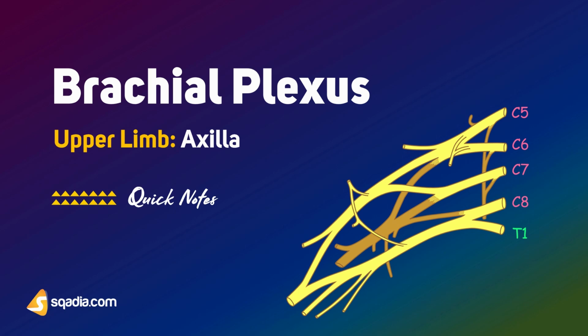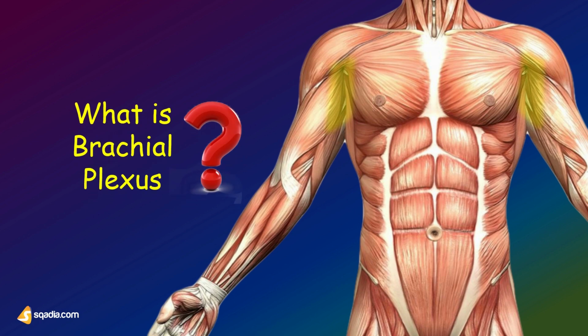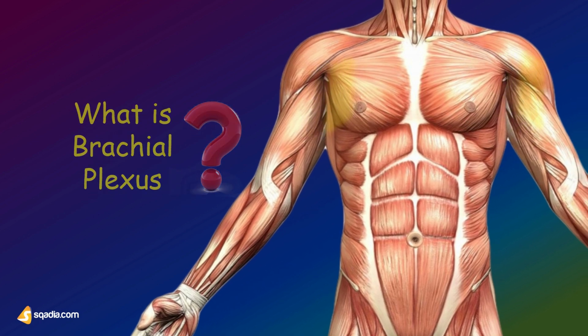We briefly talked about the brachial plexus in our previous video, how its branches innervate the musculature in the pectoral region. Let's talk about it in some more detail. What is the brachial plexus? How is it related to our topic of axilla?